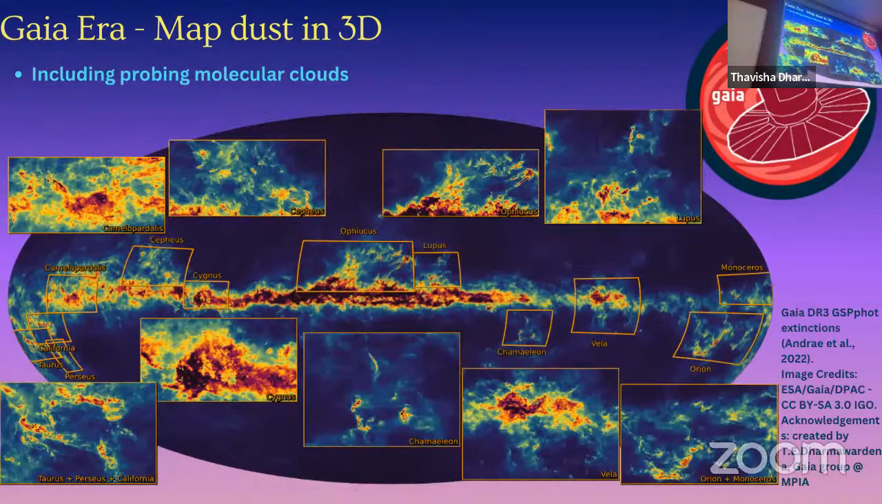And the sheer number of stars that we have from Gaia lets us not only probe the large-scale structure that we had from a while back, including with Finkbeiner and Davis, but we can now actually start looking into molecular clouds, start probing into them, start looking at these really fine filamentary structures as well.